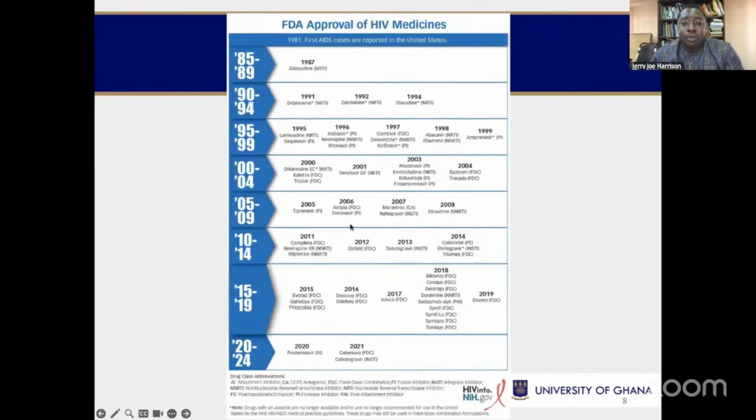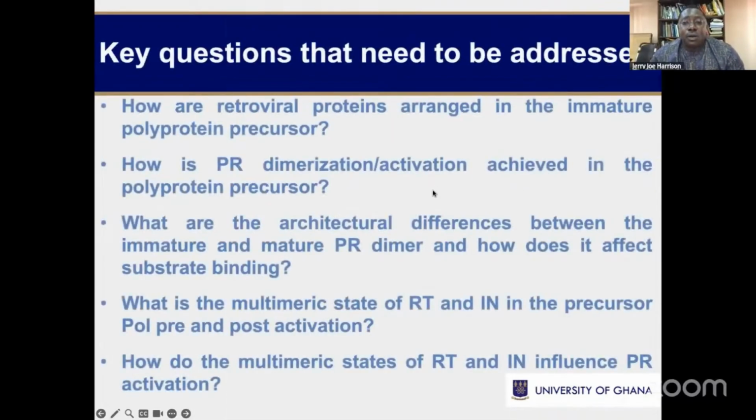Again, like I mentioned, of the almost 30 drugs for HIV, all of them target the mature enzymes. And so we thought that, well, if there is any possibility that these immature enzymes are ordered in some way, we could use them for developing new therapeutics. In the field, there are very critical questions that we needed to answer, some of which we still don't have answers to. For example, how are retroviral proteins arranged when they are in the immature precursor?